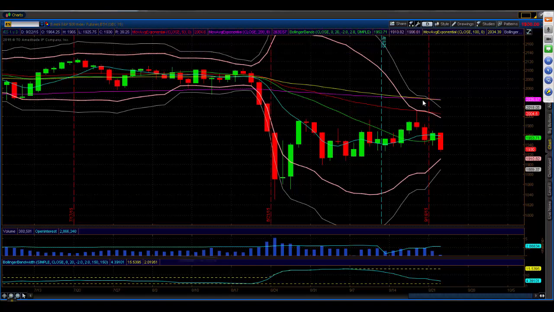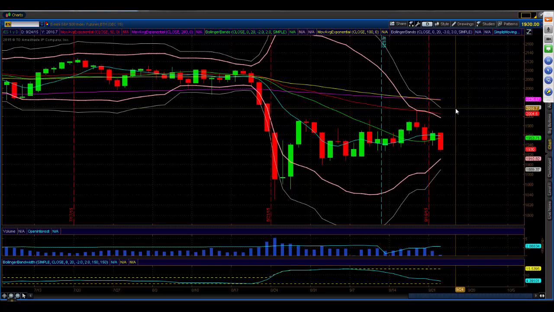Okay, S&P 500 E-mini futures. Here's a daily chart, and we saw a failure yesterday at the weekly pivot. We've seen about 4 failures at the weekly pivot in the last 24 hours, and that has put pressure on the market, and it's emboldened the bears to come in and push this thing down.